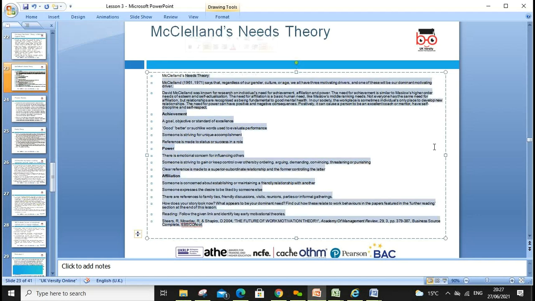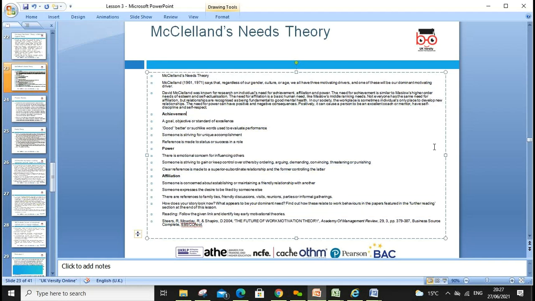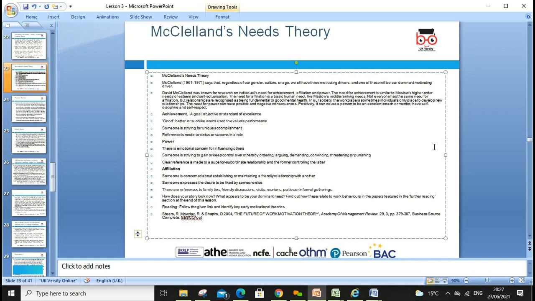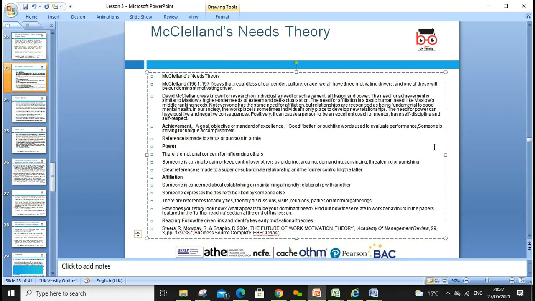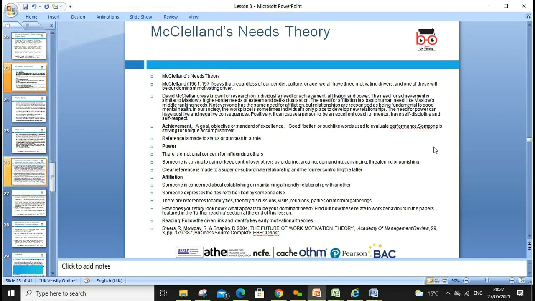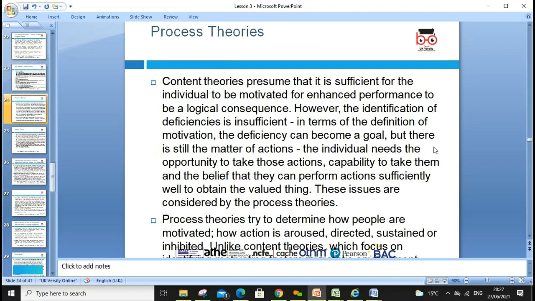Next we can look at McClelland. McClelland also gave a theory more focused on achievement, power, and affiliation. If we give these to the people, they will be more motivated. That's what we need to focus on. These are also good factors which we need to focus on, and they also help to improve performance in the organization. Okay, guys, any questions if you have?